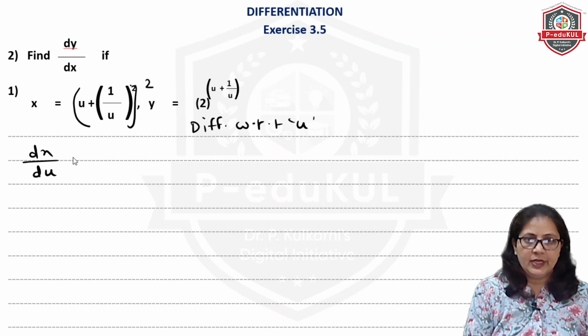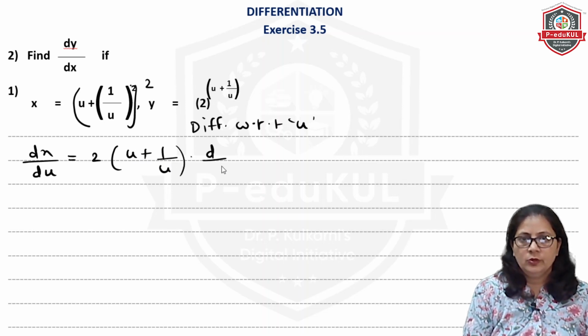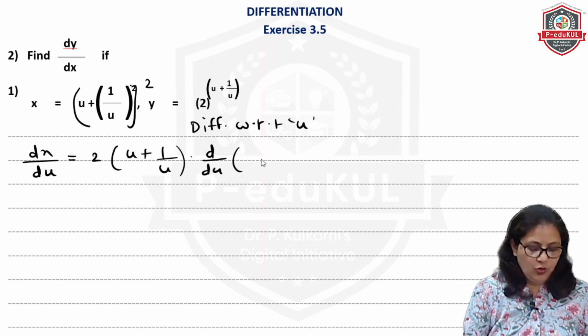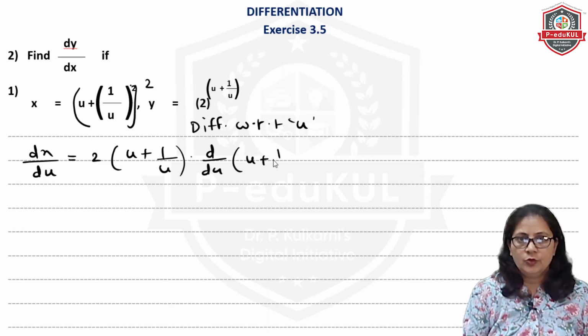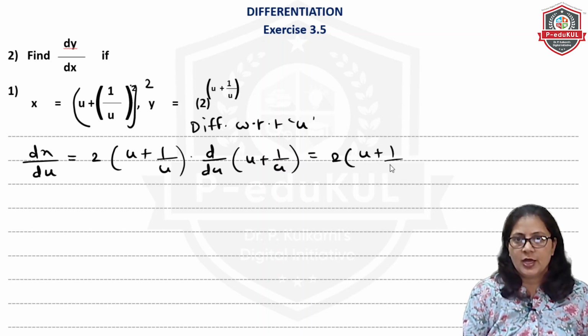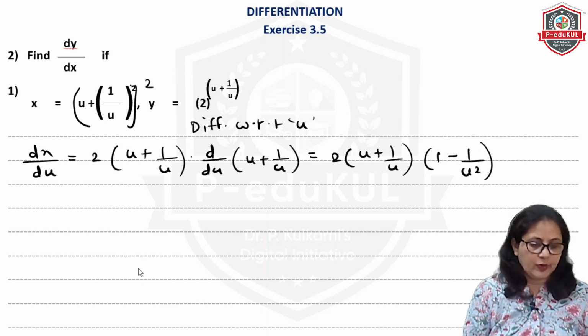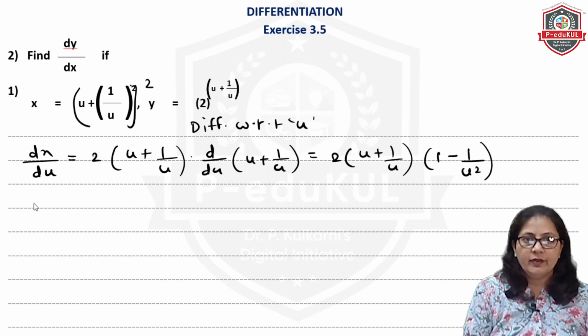So this will be dx by du, 2 into bracket u plus 1 upon u into d by du of u plus 1 upon u. So this will be 2 into u plus 1 upon u as it is, u का derivative 1 and 1 upon u का minus 1 upon u square. Okay, and now we will calculate dy by du.